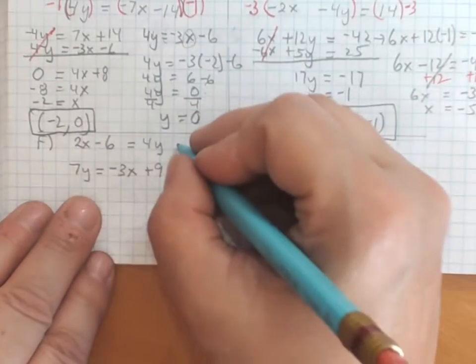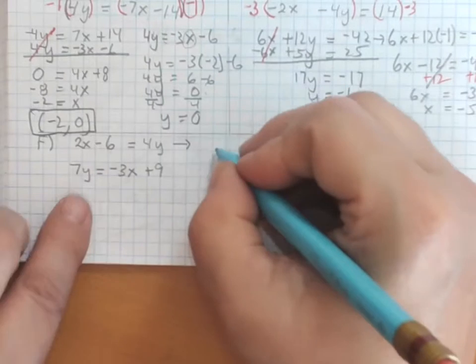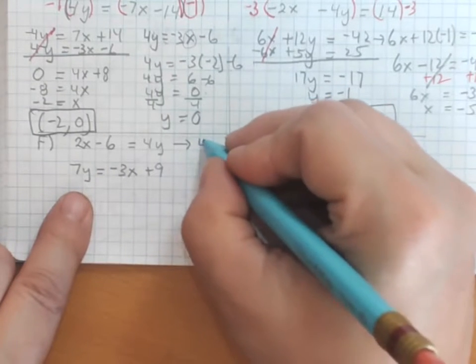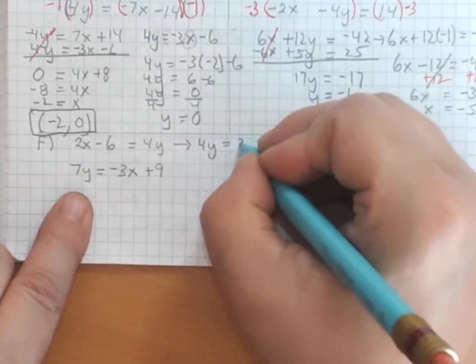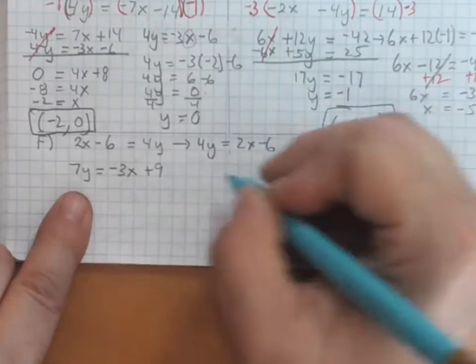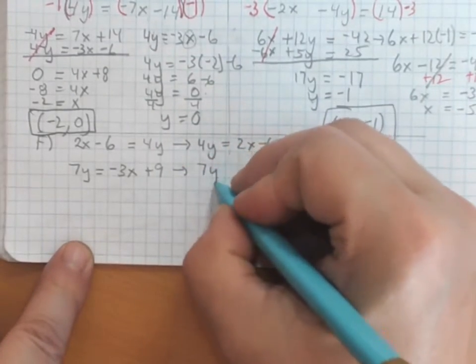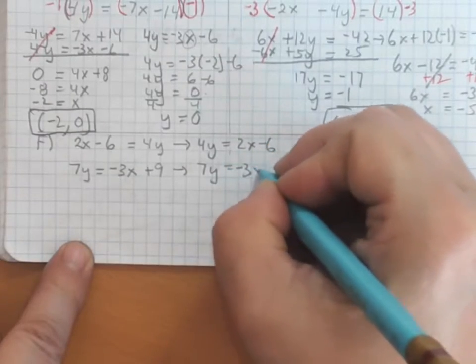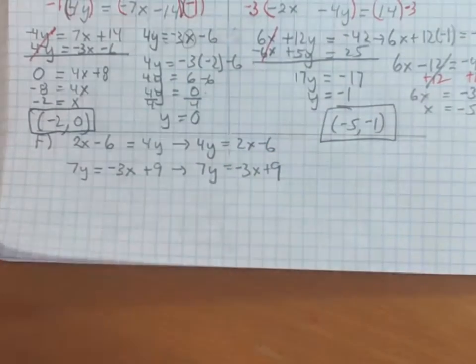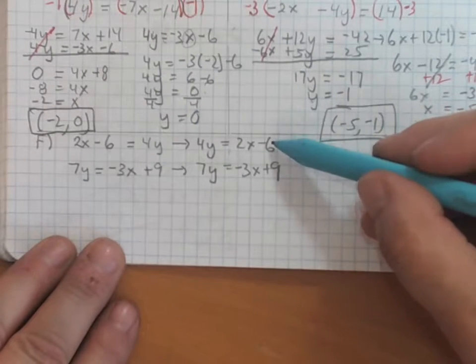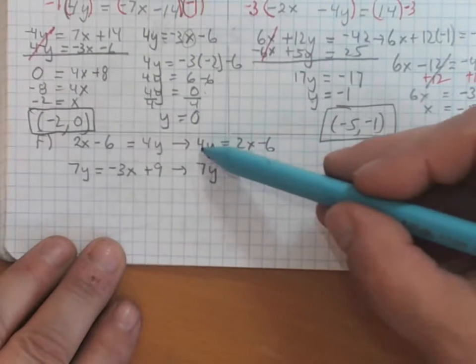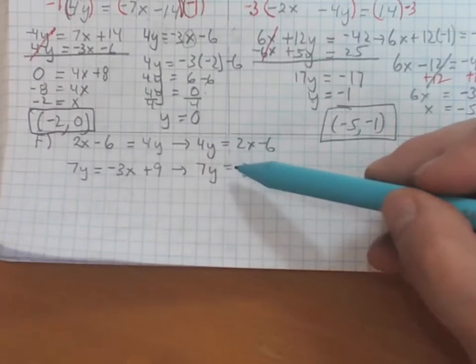So that's the first thing I'm going to do, is just get the right form. I'll flip the first one. So I'll put 4y on the left, 2x minus 6 on the right. Let me bring the other equation over. Just leave it the same. Okay, so then the next step is to get opposite coefficients. So form first, then opposite coefficients.